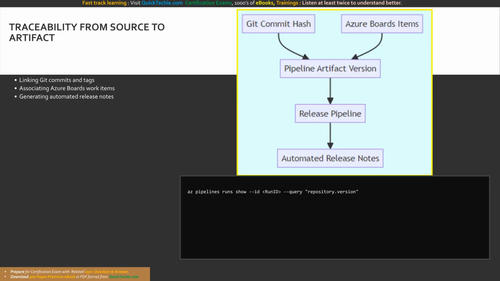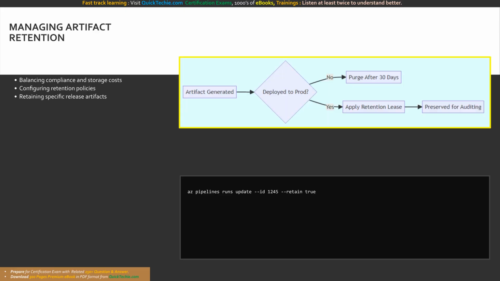transparent and rigidly controlled. This Azure CLI command interrogates the pipeline run history, instantly recovering the specific cryptographic git commit hash that mathematically corresponds to the generated artifact version. The metadata traceability graph: the artifact version acts as an anchor, inheriting the git commit hash and linked Azure Boards items, which subsequently feed the automated release notes generator. Designing an artifact versioning strategy inherently necessitates confronting the realities of cloud storage constraints and costs.